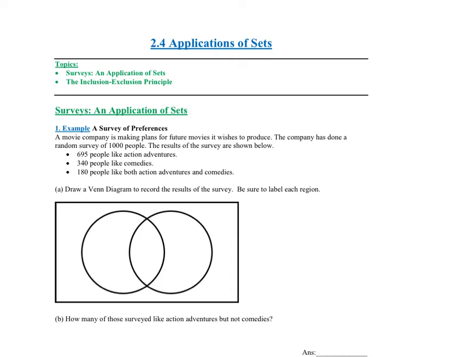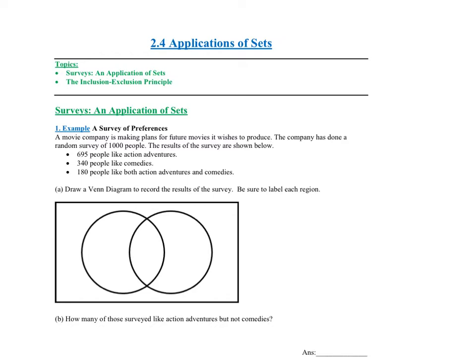Section 2.4 is on applications of sets. So we've learned our sets, subsets, intersections of sets, unions of sets, complements of sets. We've been able to see all of these. We saw a nice application of Venn diagrams in the end with the blood types at the end of section 2.3. But let's see, why would we cover sets and why would we care about this?